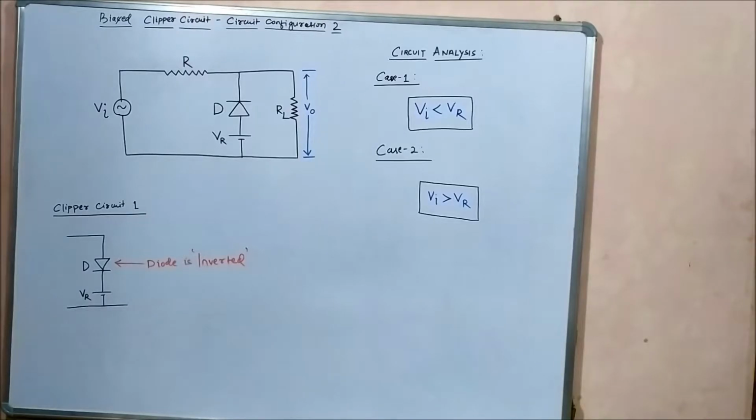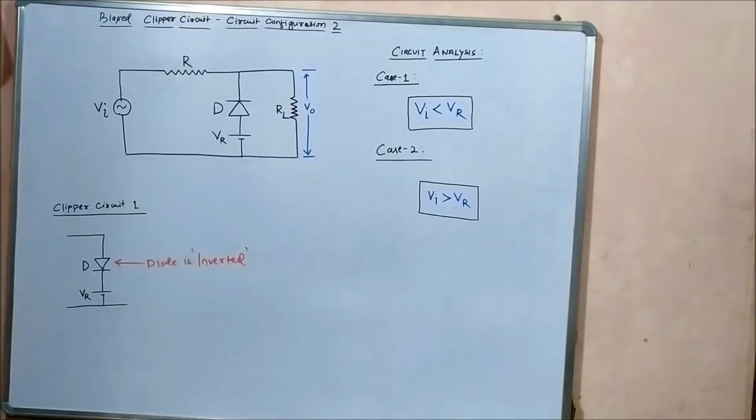So in my just previous video, we discussed a particular circuit configuration of bias clipping circuit. Now from the output waveform which we studied, we found out that it was a positive biased clipper. It means that only certain portions of the positive half cycle were removed or clipped.